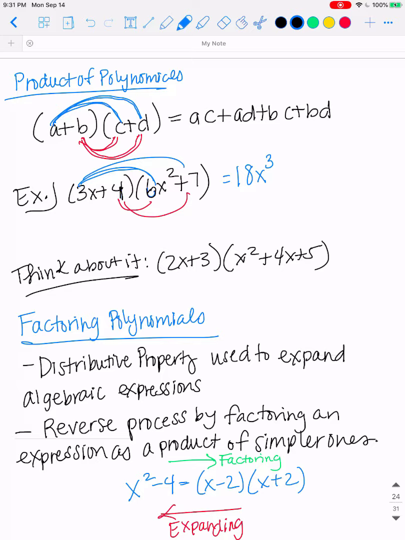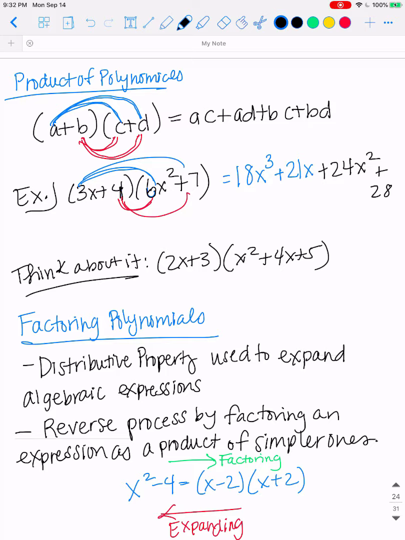3x times 7 is 21x. Then we do the next one, so 4 times 6x squared is 24x squared, and 4 times 7 is 28. There we go. There are no like terms here, so we don't have to combine anything.